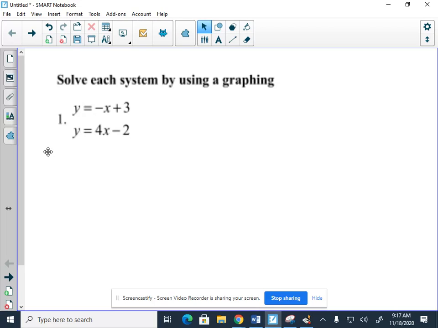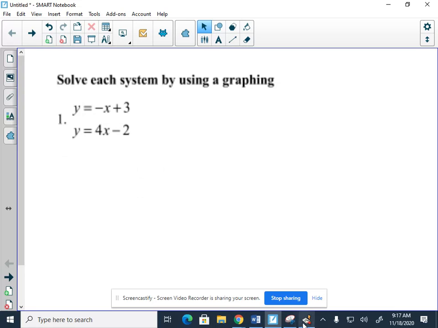So if you look at these, number 4 on here, you're going to have to subtract 3x to get y by itself. Number 5, you're going to have to subtract x to get y by itself. The rest of them are all, well, number 3, you're going to have to do quite a bit of work to get y by itself. So if you need help with that, you're going to want to ask.